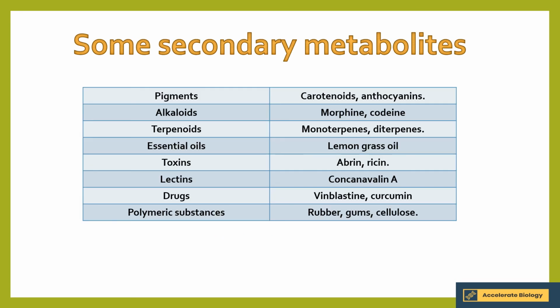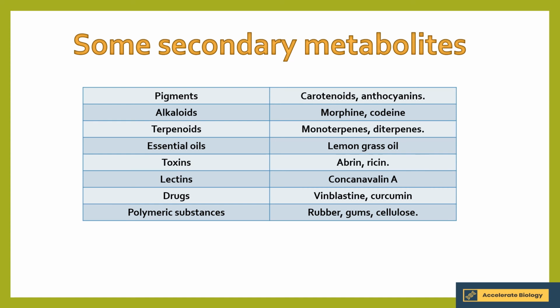Now let's see some examples of secondary metabolites. Under pigments, we have carotenoids and anthocyanins. So anthocyanins are used in red wine. And under alkaloids, we have morphine and codeine. So they are narcotic drugs. Under terpenoids, we have monoterpenes, diterpenes. For essential oils, we have lemongrass oils. And under toxins, we can see abrin and ricin.